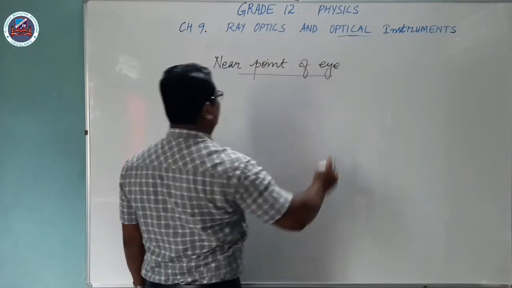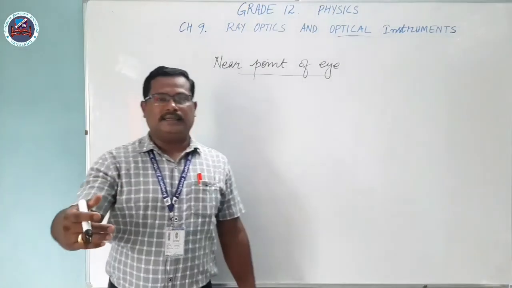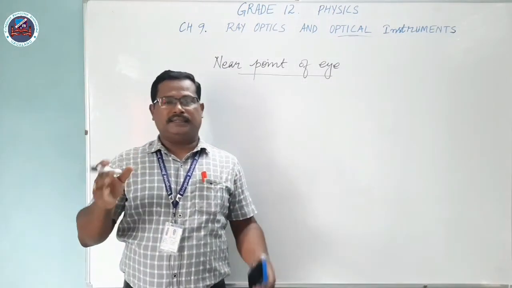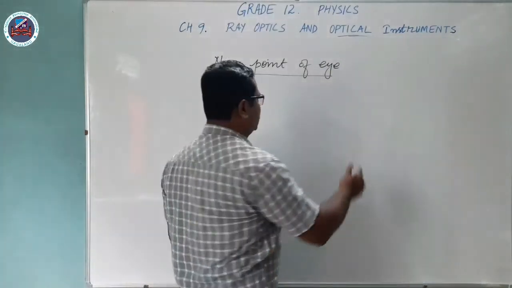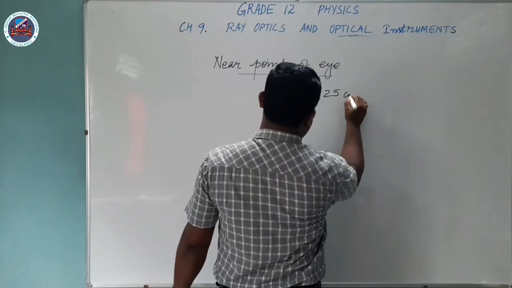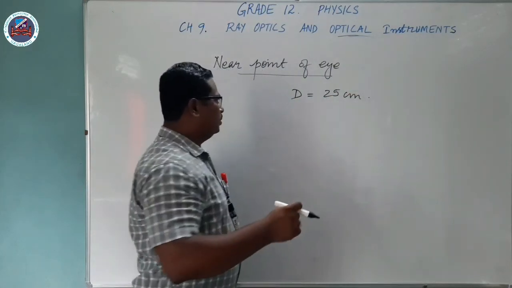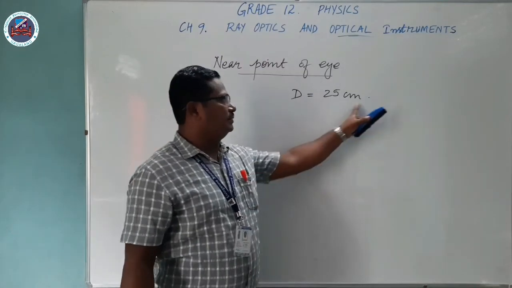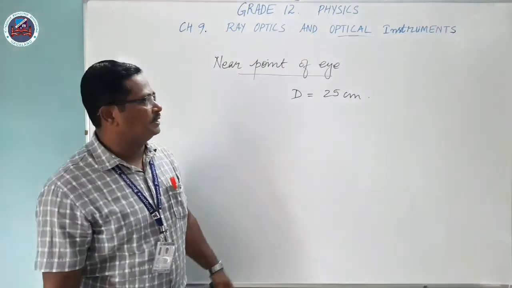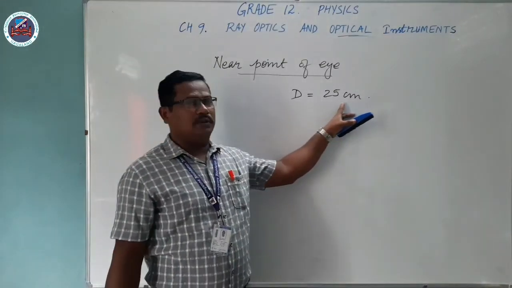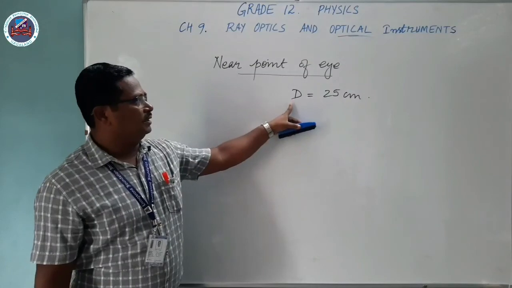Near point of an eye is the least distance at which our eye can see distinctly, and its value is 25 centimeter. That means if you keep an object at a distance of around 25 centimeter, then we can see the things distinctly. This is also known as the least distance of distinct vision. We represent it with the capital letter D.